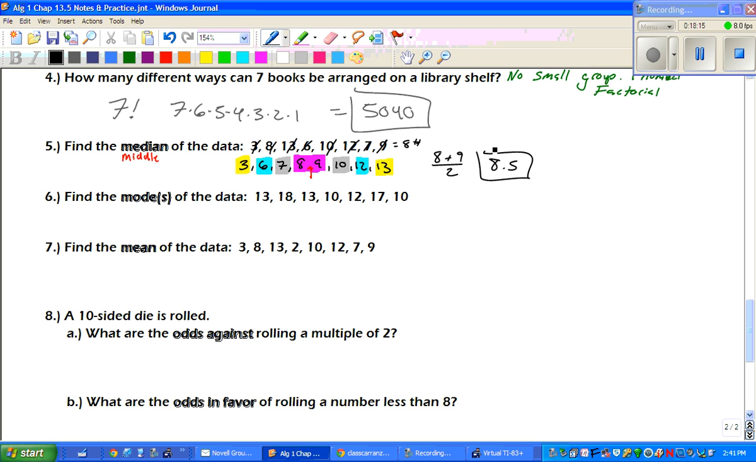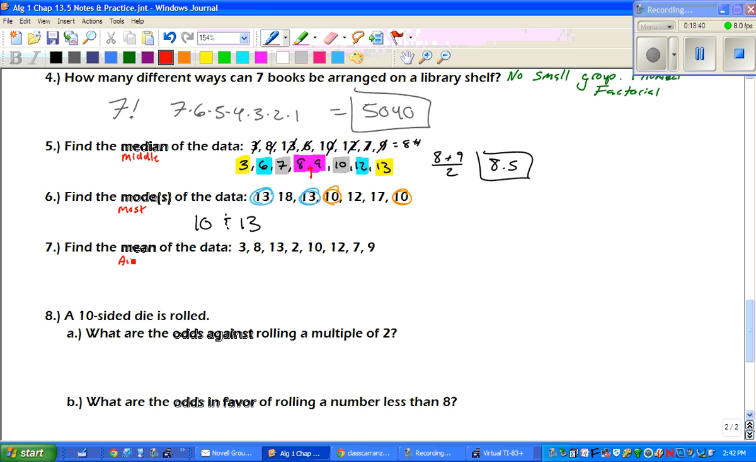Now, the mode is the number that occurs the most. So I have 2 13s and we have 2 10s. It's okay to have 2 modes. That's fine. Remember, mode is the number that you see the most.